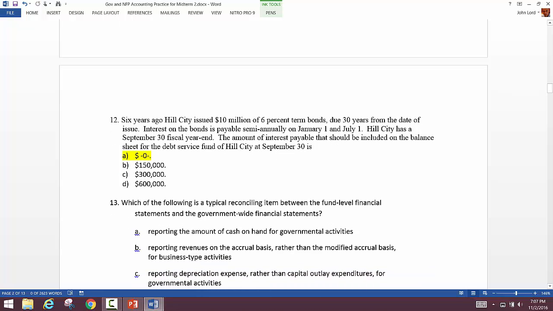Six years ago, Hill City issued $10 million of 6% term bonds due 30 years from the date of the issue. Interest on the bond is payable semi-annually, July 1st and January 1st. Hill City has a September 30th year end. What should we do at September 30th? Nothing. We don't accrue interest in between interest payment dates, right? Okay, good.